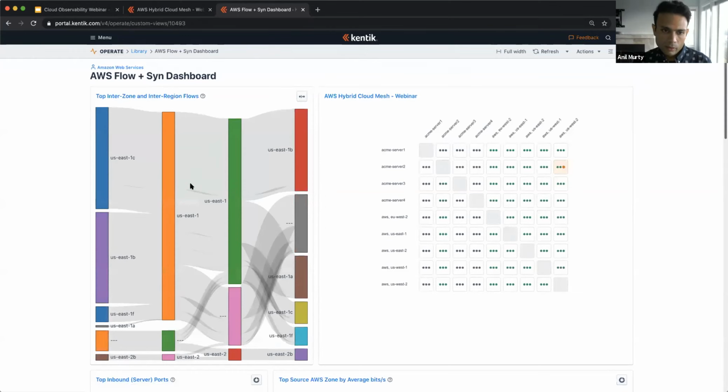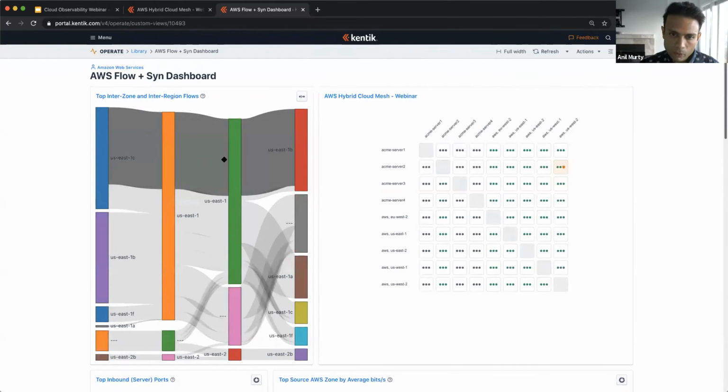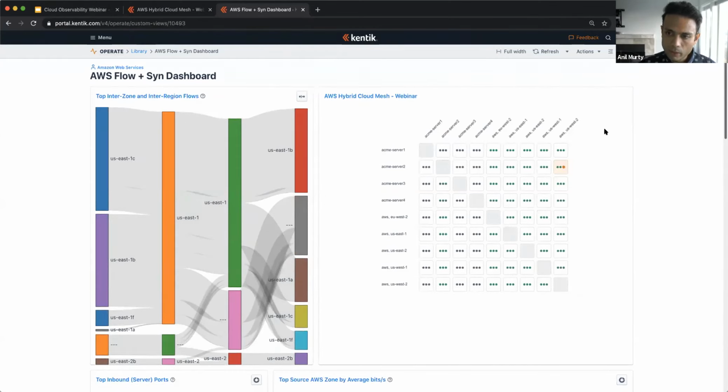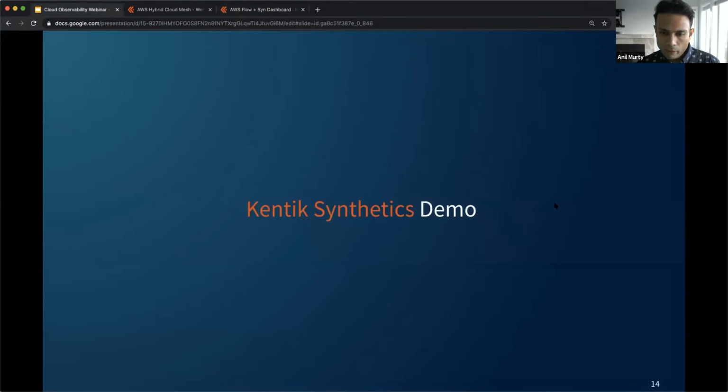What I'm looking at now is real traffic flowing between different availability zones, and I can also look at synthetic tests running between different regions as an example. So both of those contexts are right there. That's just a glimpse of what you can do with the kind of testing you can do with synthetics. There's a lot more we can talk about, and we'll probably do it in future demos.